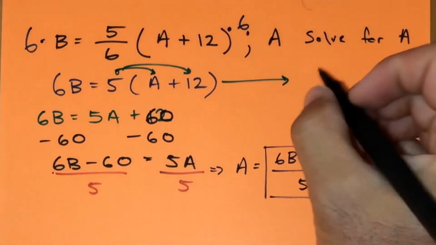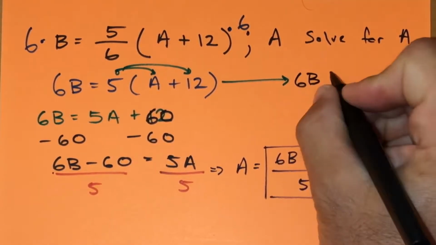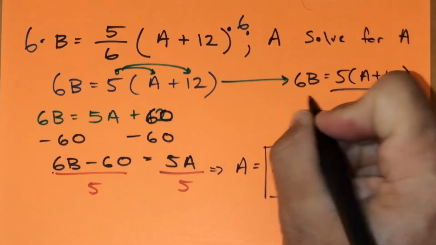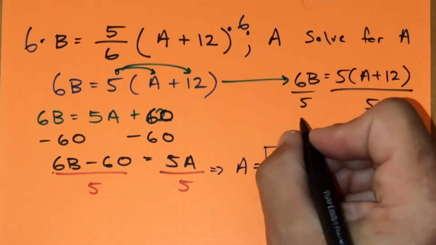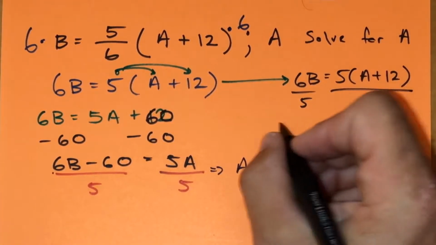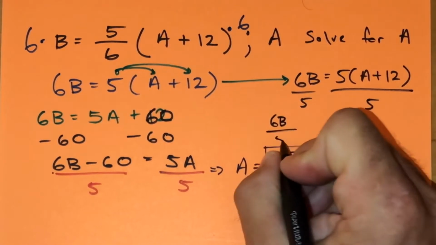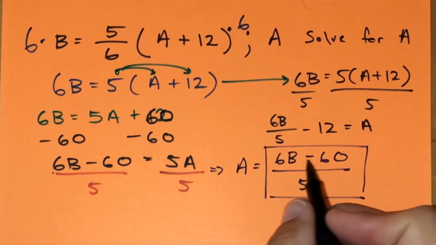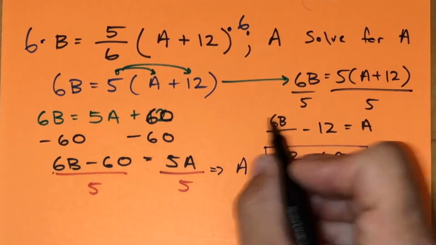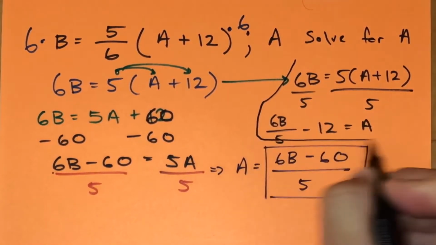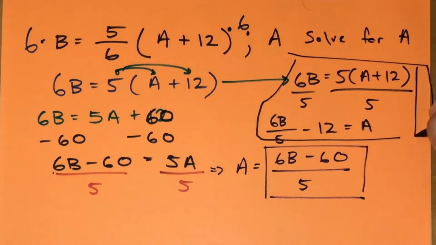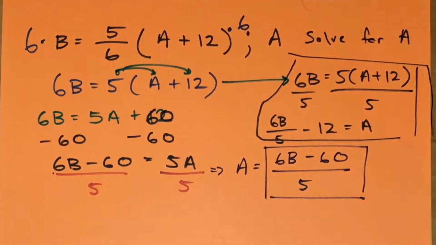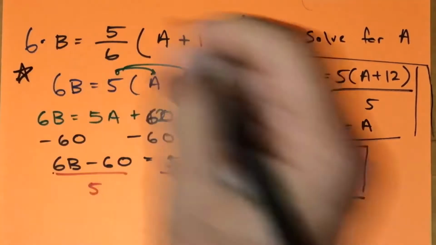You can take this 6b equals 5a plus 12, and you can go the route of dividing by 5 and then subtracting the 12, basically having 6b over 5 minus 12 is equal to a. But I believe this is a more solid answer. Both of these are correct. And then you could end up finding a like denominator here, but I think this is the best way to work with this.